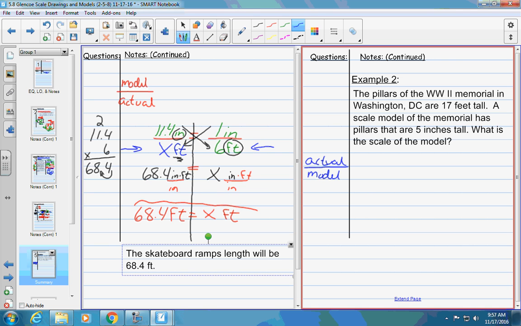So let's read through this problem here. We got World War II Memorial, Washington, D.C., is 17 feet tall. A scale model of the memorial has pillars that are 5 inches tall. What is the scale of the model? How do we figure this out? Can we create a cross product or a proportion for this problem? So let's see. We're going to have actual on the top. So we know that the actual number of this thing is 17 feet.